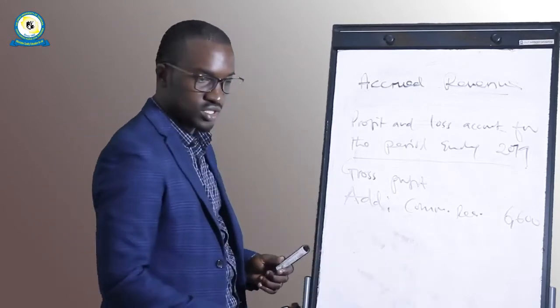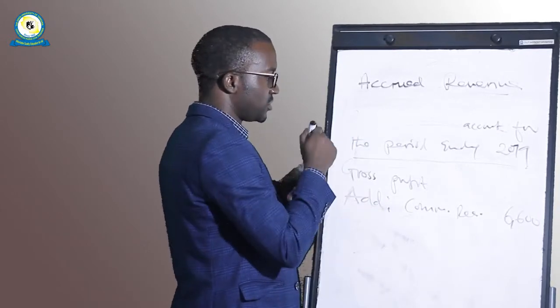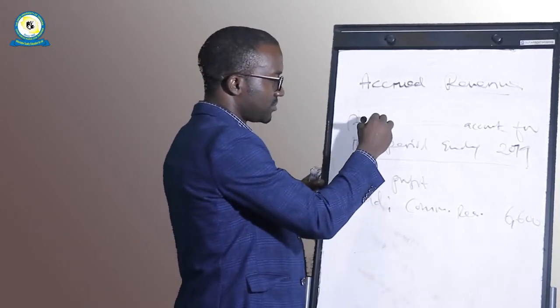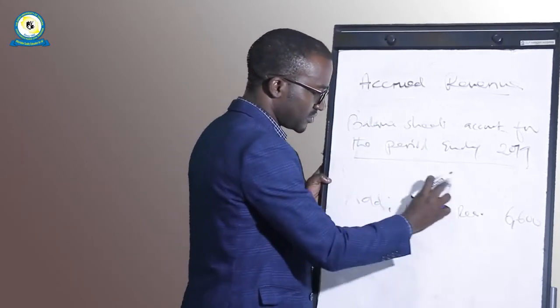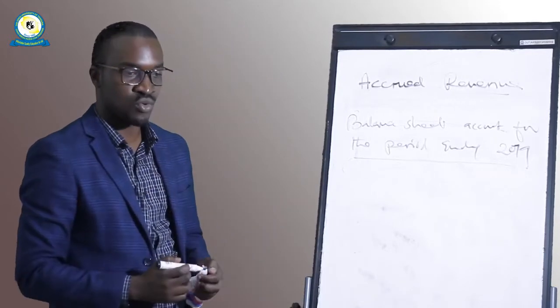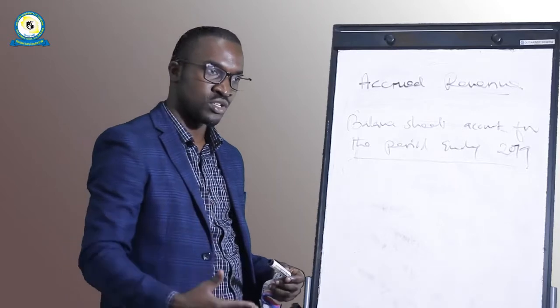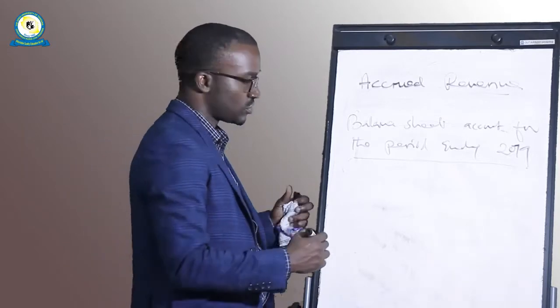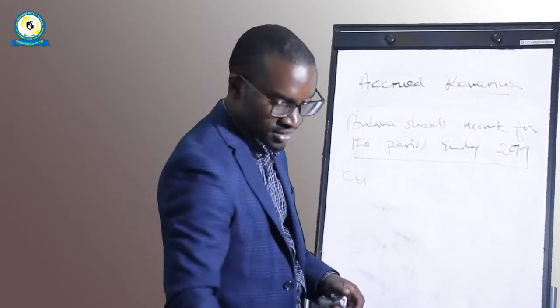Now, an extract of a balance sheet. This is a balance sheet. Everything remains the same. Where are we going to put this one? This is an accrued receivable. Something that is accrued, you are entitled to receive. To you, it is an asset, so it is going to be under current assets.